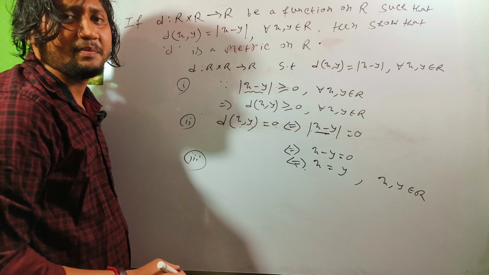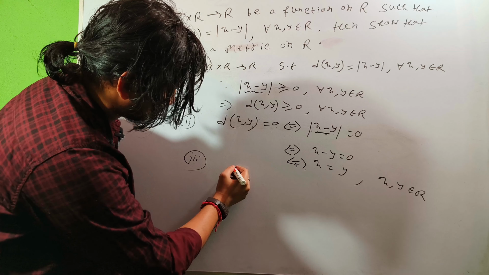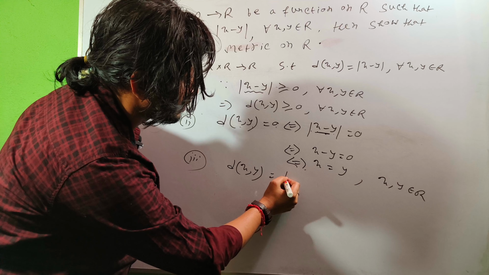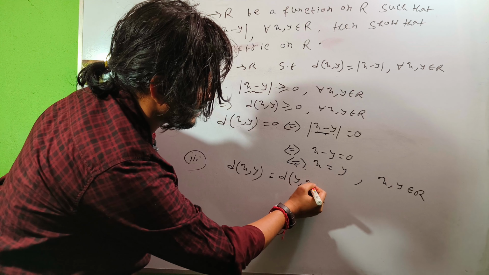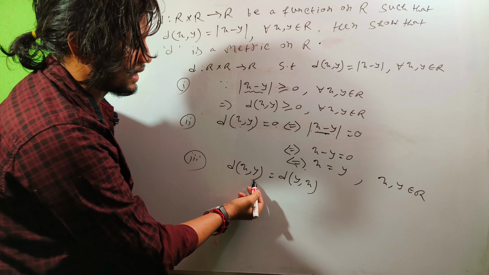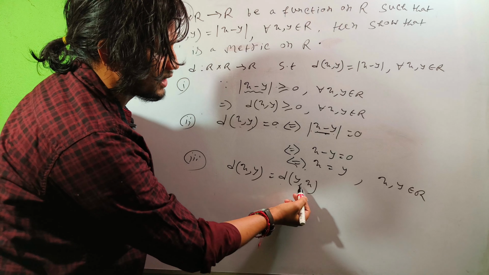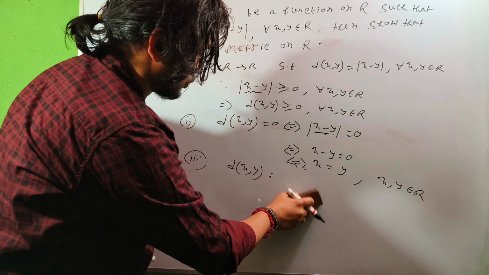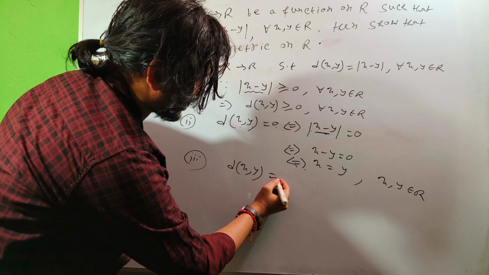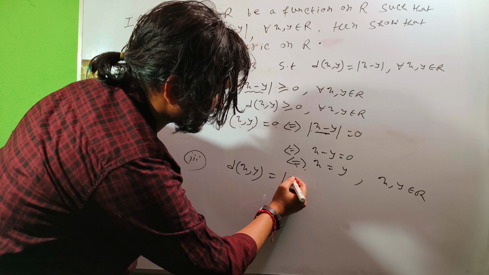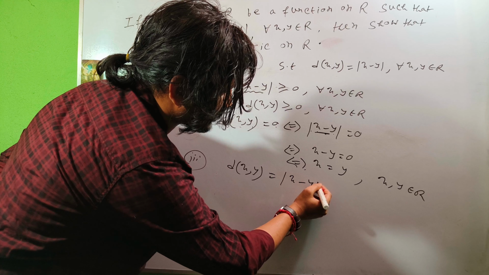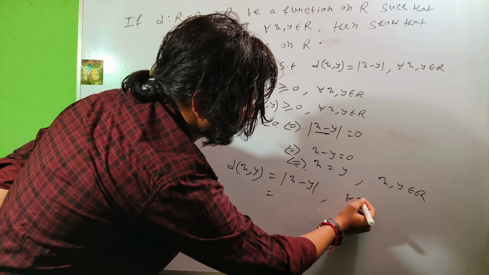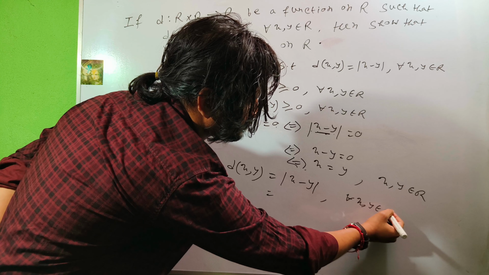The third one is the symmetric property. For D of x comma y, we have to show D of y comma x. D of x comma y will be equal to D of y comma x, the symmetric property. And for this, we start from here. Let D of x comma y, which is equal to mod of x minus y, for all values of x comma y belongs to R.